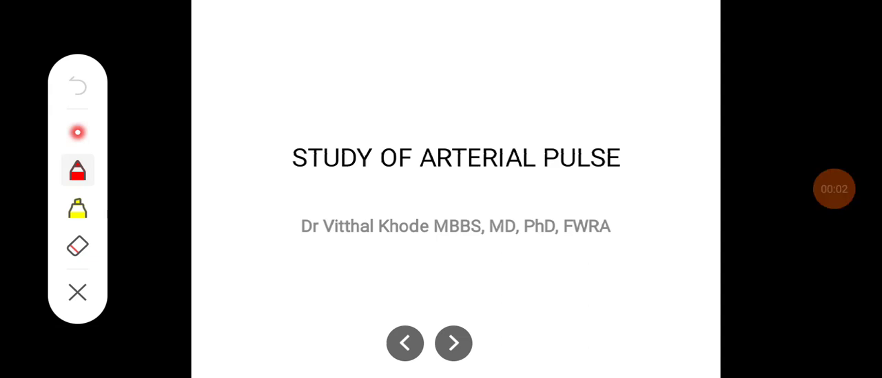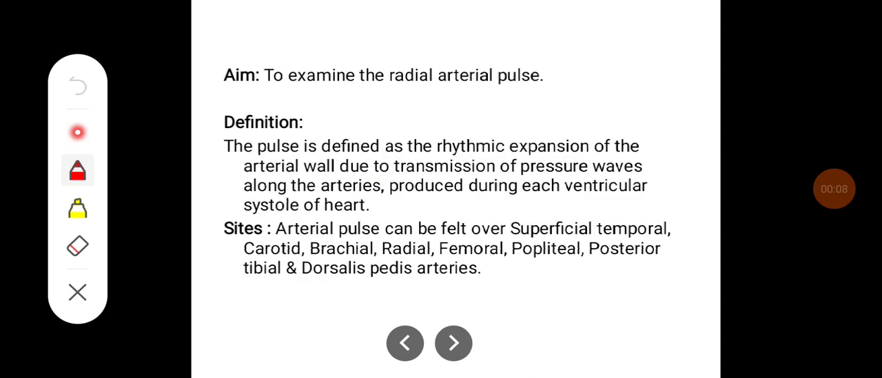Hello everyone. In this class, we'll try to learn about different aspects of arterial pulse. The aim here is to examine the radial arterial pulse. The definition of pulse is a rhythmic expansion of the arterial wall due to the transmission of pressure waves along the arteries produced during each ventricular systole of the heart.